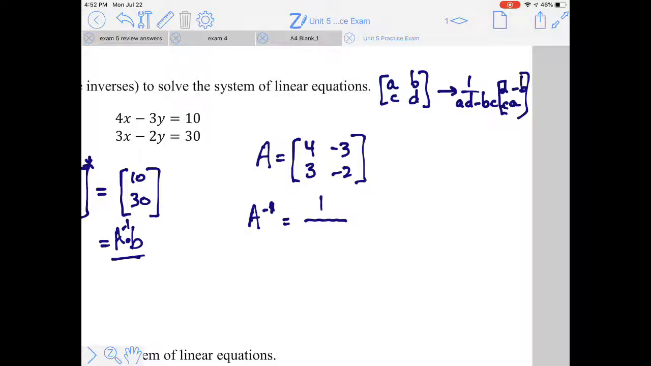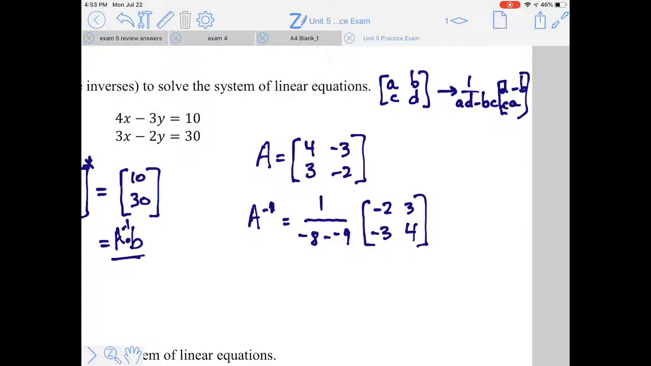So 1 over A times D, that's going to be negative 8 minus, and then B times C is negative 9. So it's just 1. And then these two numbers there switch places, so negative 2, 4. And these two numbers here just change signs, so negative 3, positive 3. And that negative 8 plus 9, that's just 1, so it's 1 over 1.